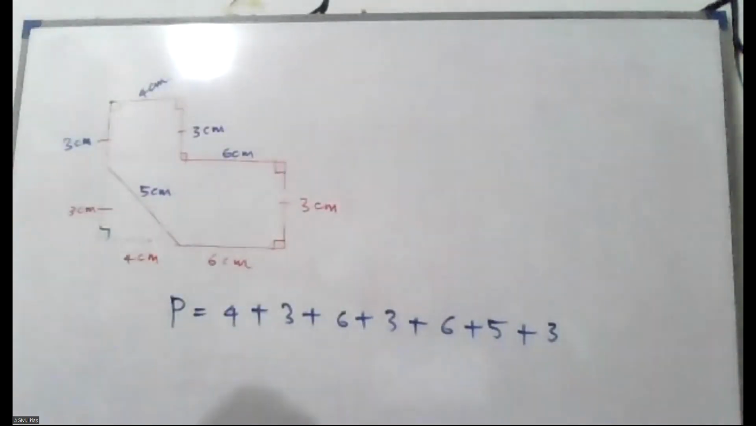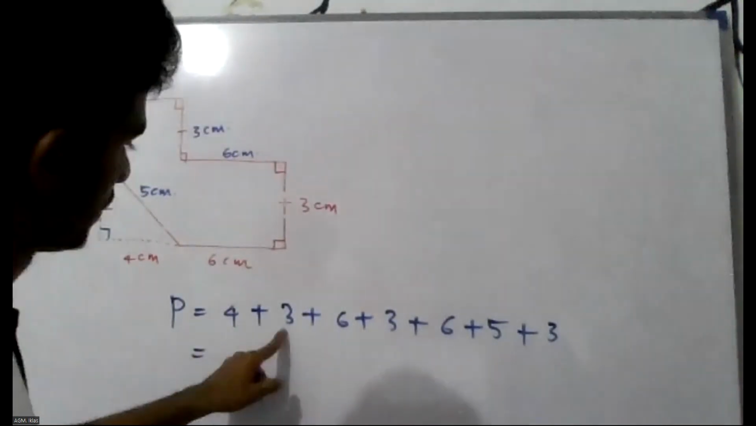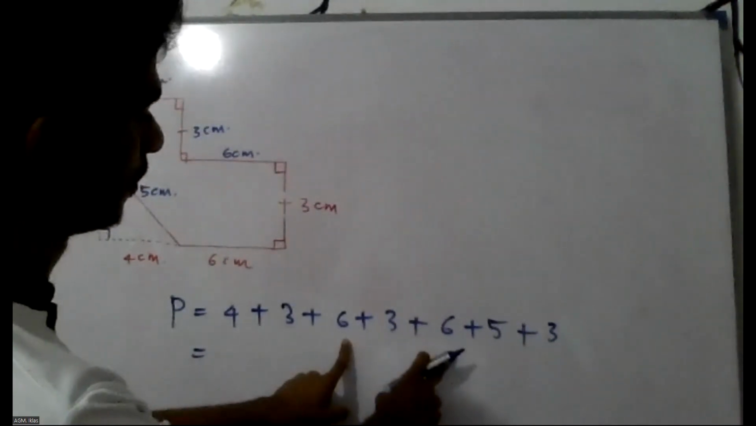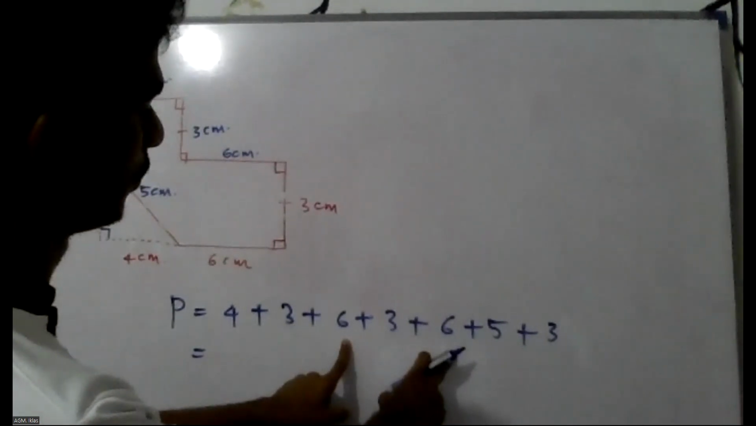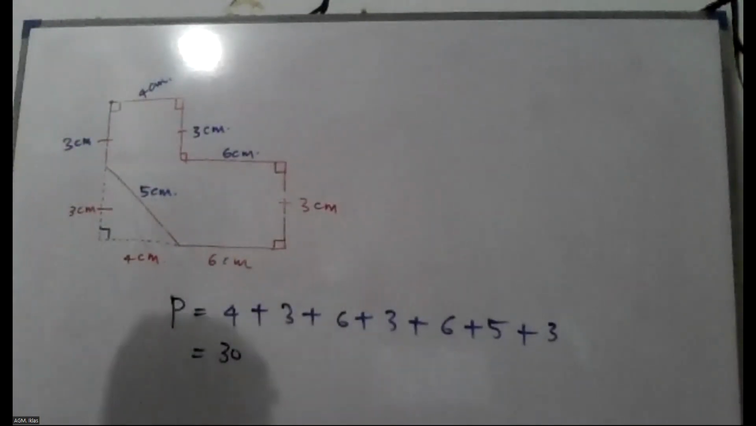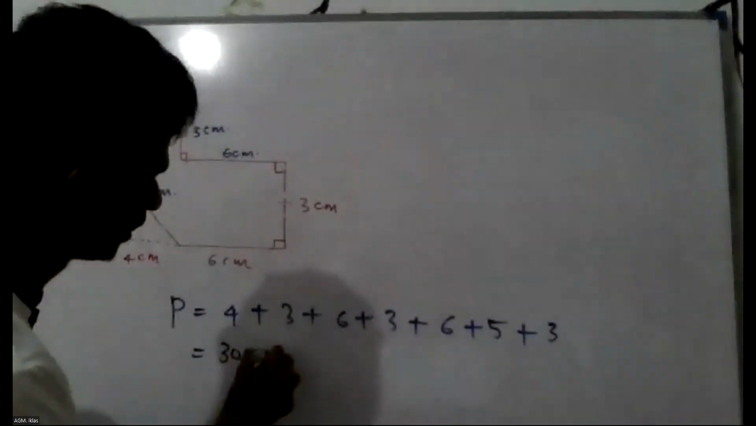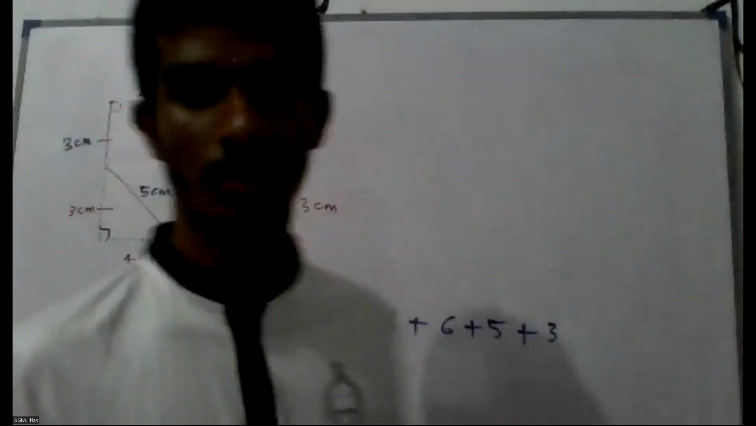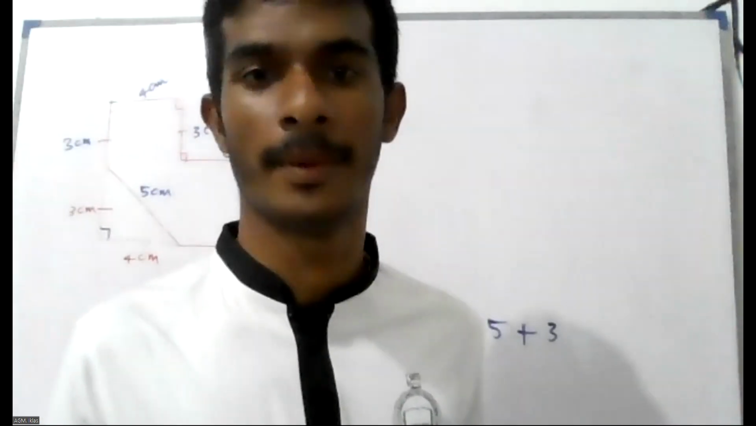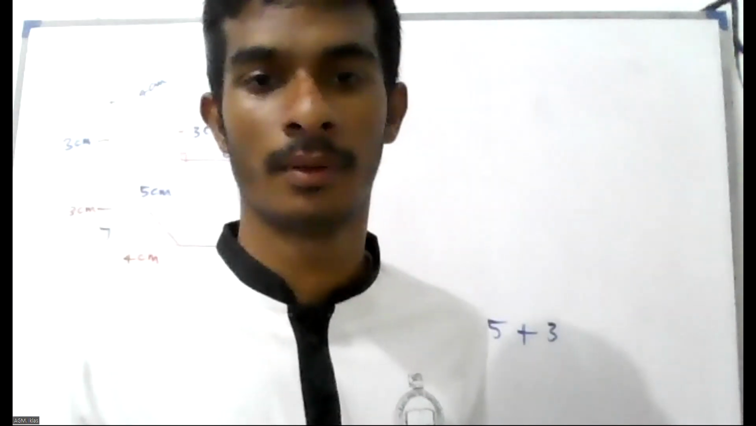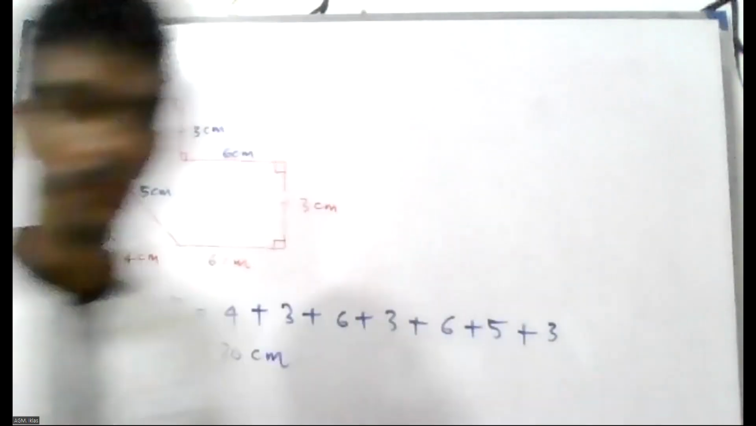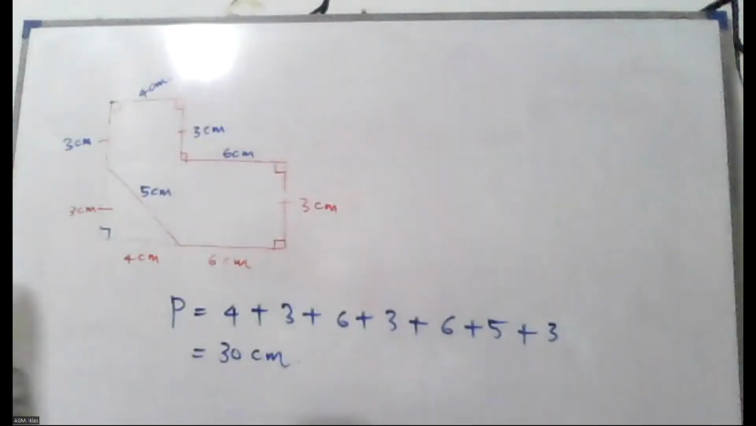So what is the answer? 4 plus 3 is equal to 7. 7 plus 3 is equal to 10. 10 plus 12 is 22. 22 and 30. So that's the simplification. The 30 centimeter is the answer for the second question.